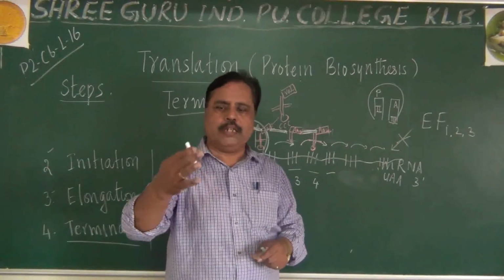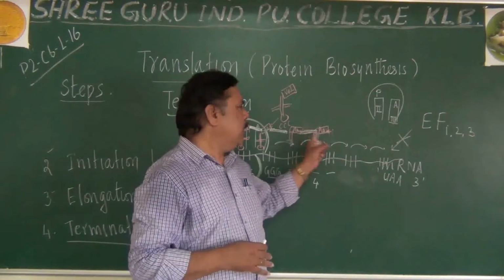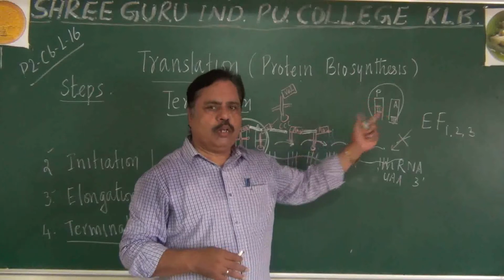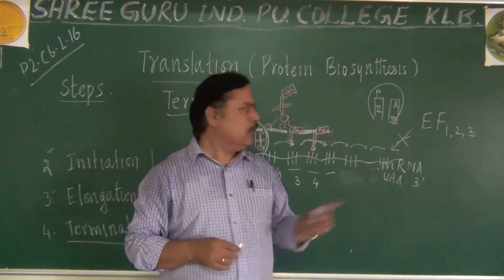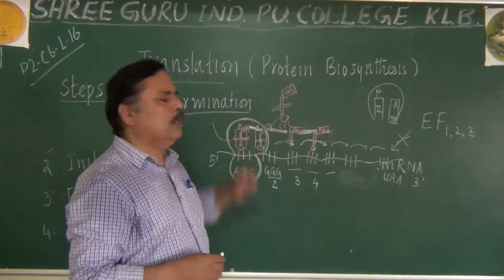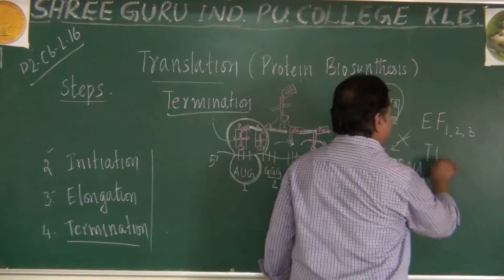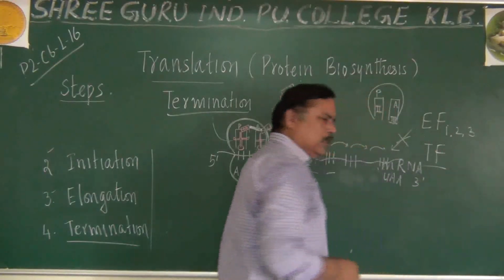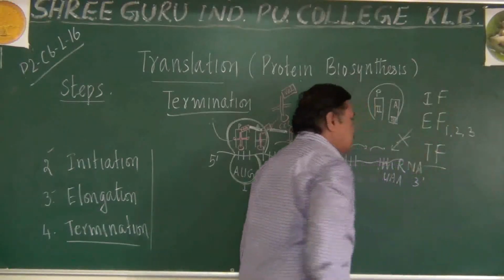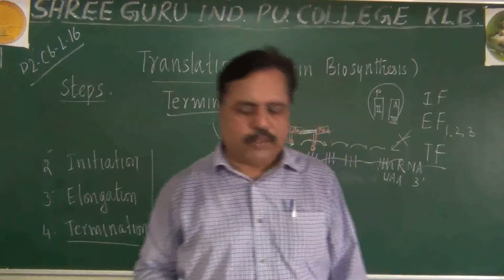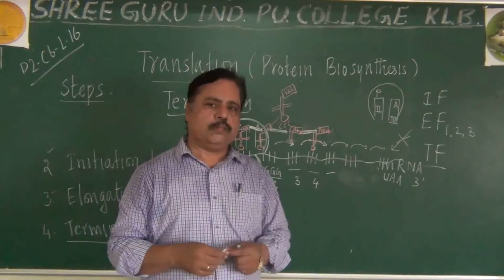Do you get my point? The A site will not receive any loaded tRNA. Finally, the P site will form one previous bond and that will become the stopping process. This is called the termination process. For termination also, we require termination factors. There are initiation factor, elongation factor and termination factors. Three types of factors help for the process.